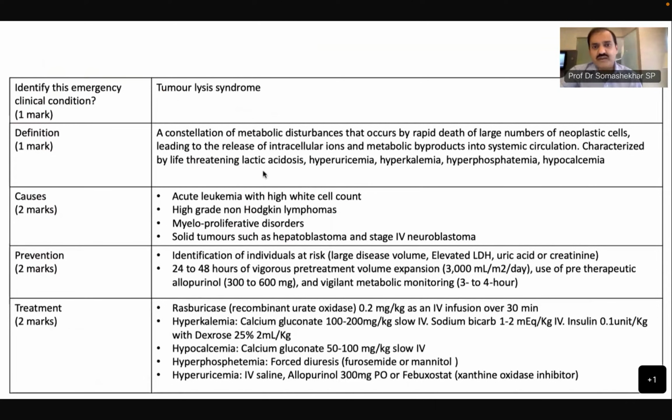It is a constellation of metabolic disturbances that occur by rapid death of a large amount of cancer cells by chemo, releasing intracellular ions and metabolic byproducts into systemic circulation, characterized by life-threatening lactic acidosis, hyperuricemia, hyperkalemia. Most common cause is hematological malignancies, acute leukemia. Remember, chloromas, testicular deposit is more common in leukemia, painful bilateral testicular. Second is lymphoma. Primary testicular malignancies are painless, but secondary, from hematological conditions, leukemia, lymphoma, are very, very painful.